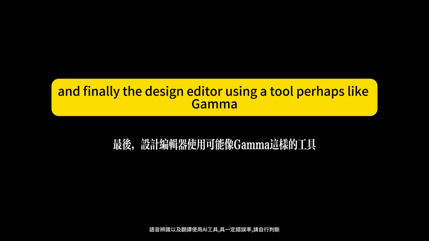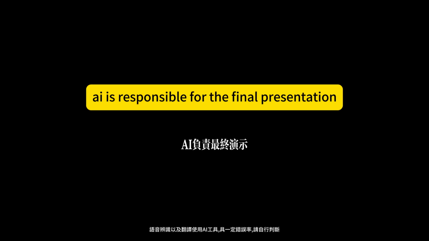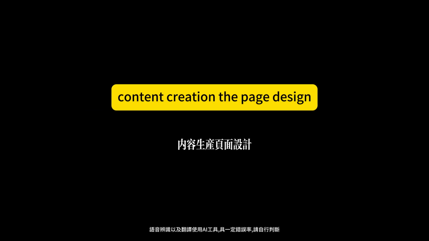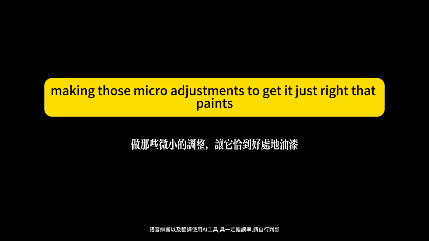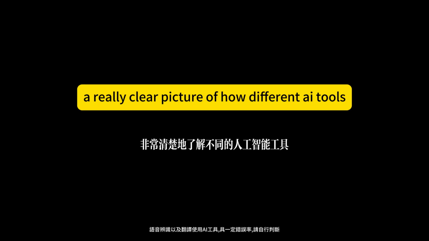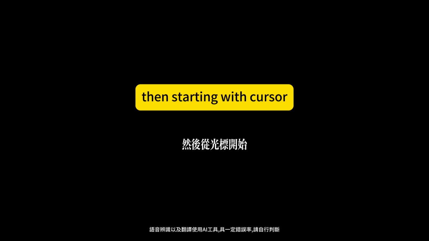And finally, the design editor, using a tool perhaps like Gamma AI, is responsible for the final presentation, content creation, the page design, making those micro adjustments to get it just right. That paints a really clear picture of how different AI tools could work together. Let's dig into some of these specific tools then, starting with Cursor.